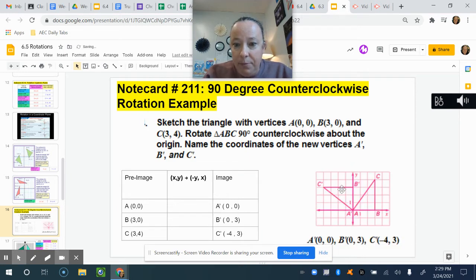And then when you plot the points, the originals and the pre-image and the image points, you can see that this is a rotation, okay, rotated 90 degrees counterclockwise. So now pause me and finish up note card 211.